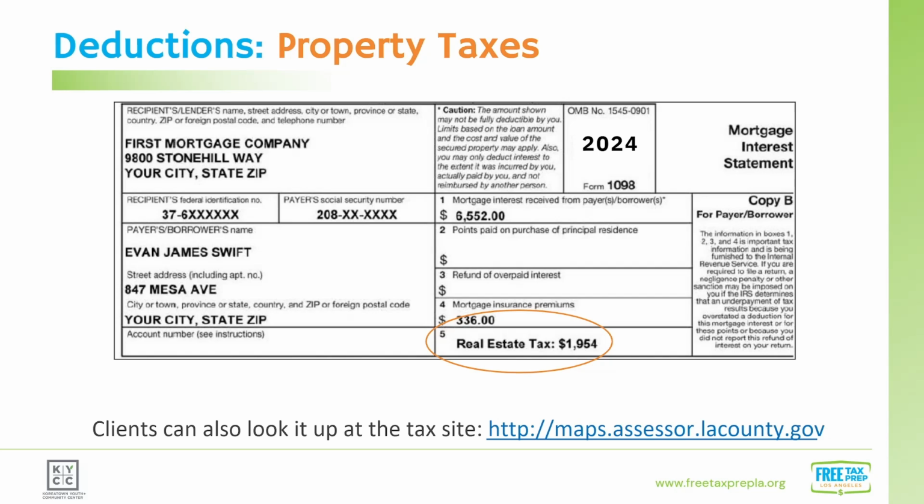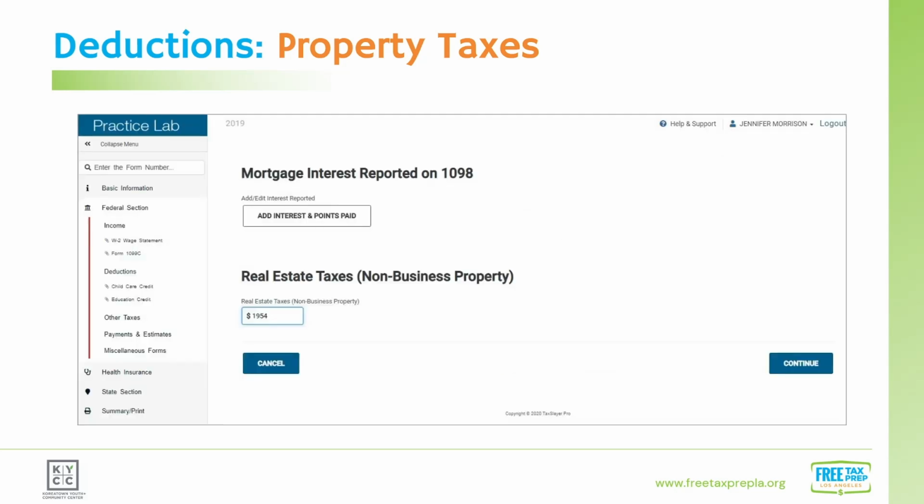If clients don't have that knowledge on the top of their head, they can also look it up at the tax site. For LA County, that would be the following website, maps.assessor.lacounty.gov. If you do have a Form 1098, simple. You just need to go to that form on TaxSlayer. If there was any real estate taxes paid that was non-business property, this is where you would be putting it in.